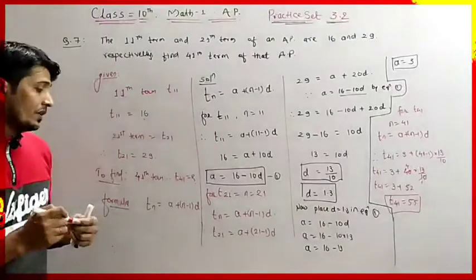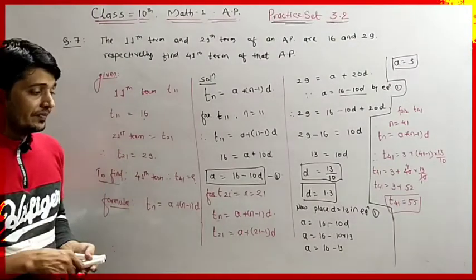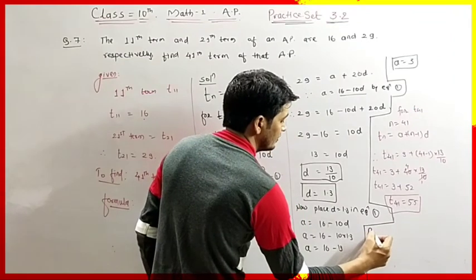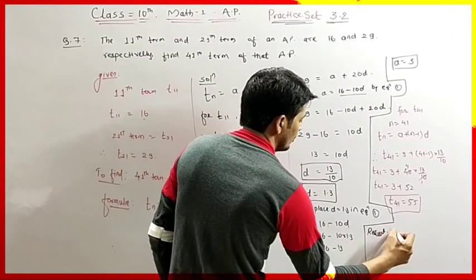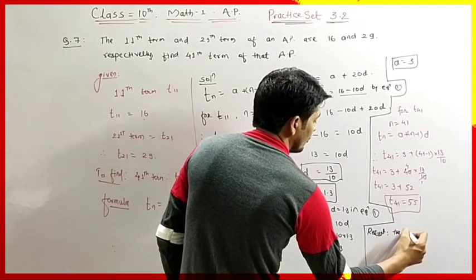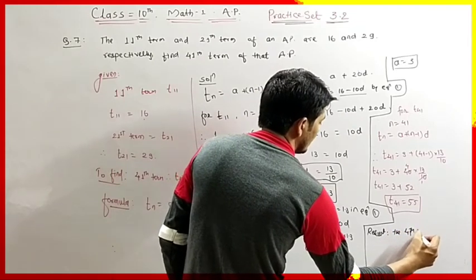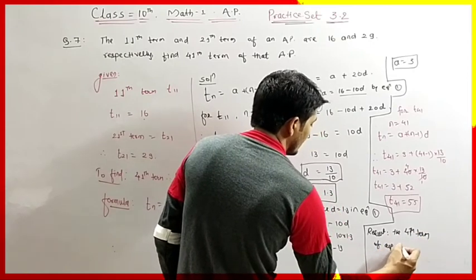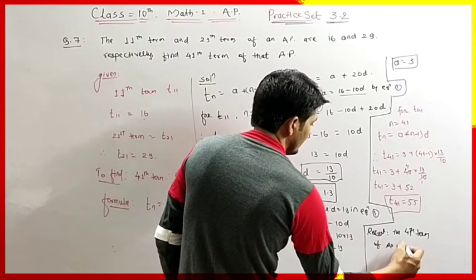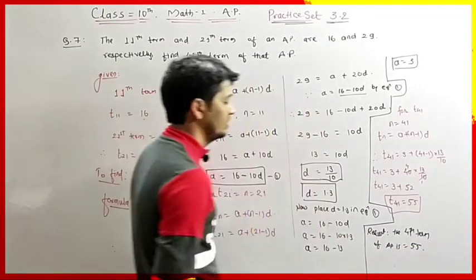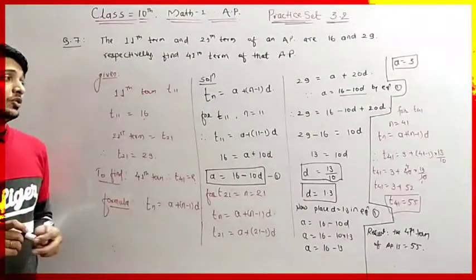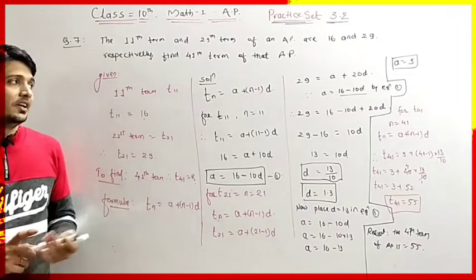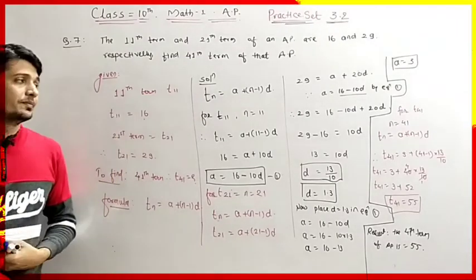Okay, so what will be the result? So we are writing result here. So the 41st term of the AP is 55, and this is our answer. Okay, so this is quite a lengthy one, but really a very easy one. So write it down, then we will solve the next problem.